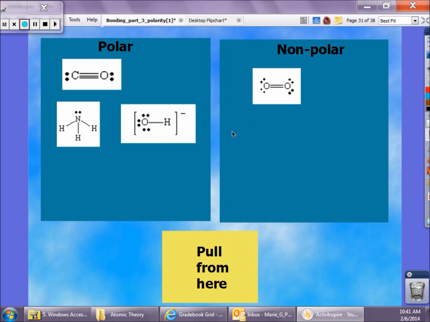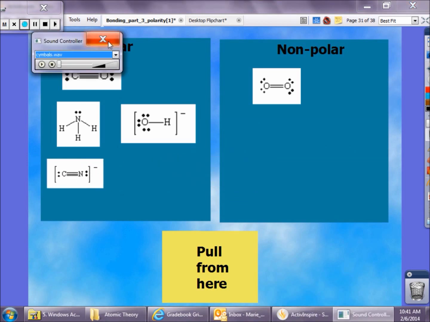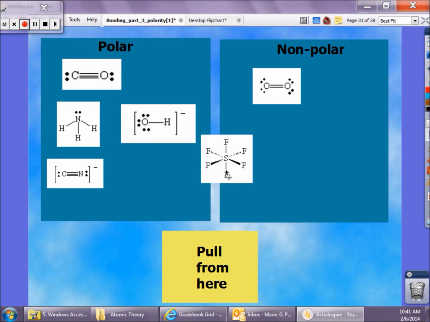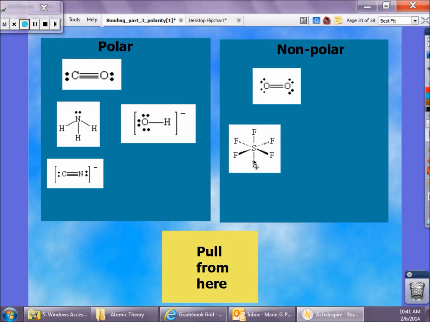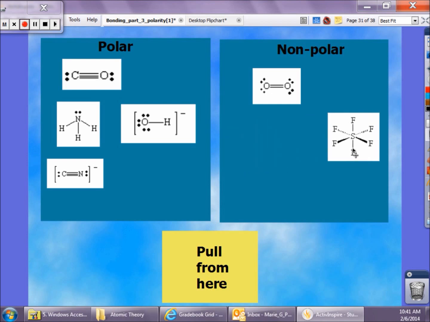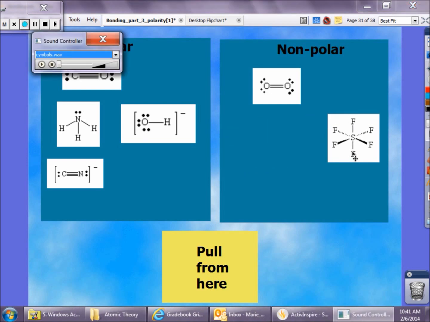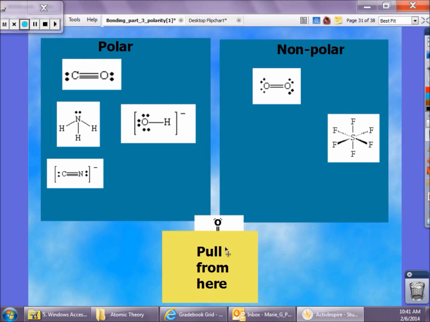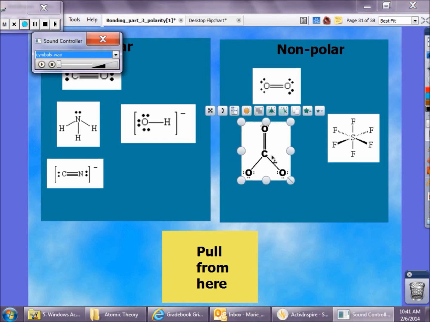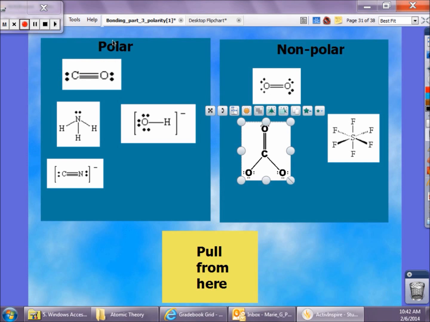All right. This is C and N. Polar or non-polar? Polar. Okay, next. This one is interesting. Polar or non-polar? Non-polar. There is one central atom and all the terminal atoms are the same. Do we have more? Polar or non-polar? Non-polar. There is a central atom. All the terminals are the same. I think we have enough. Thank you.